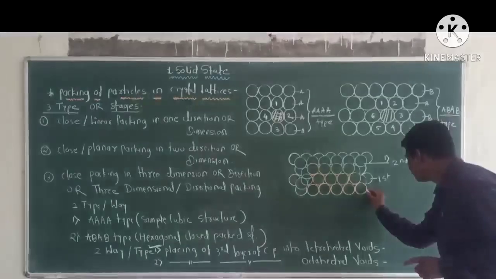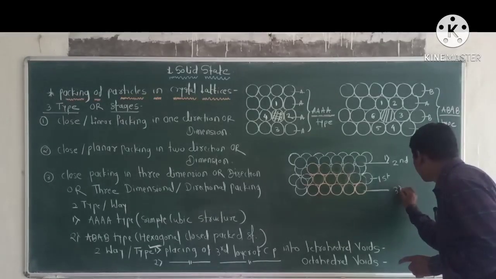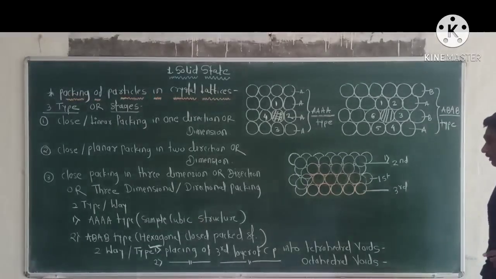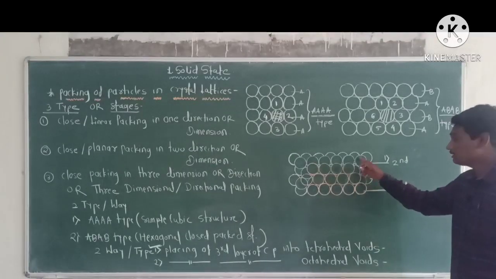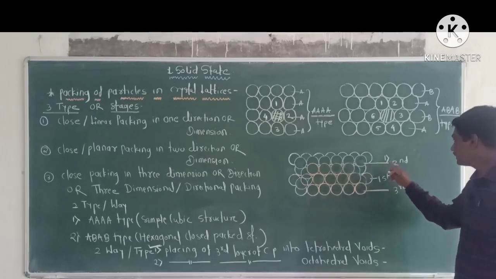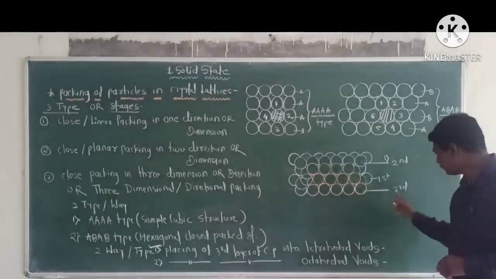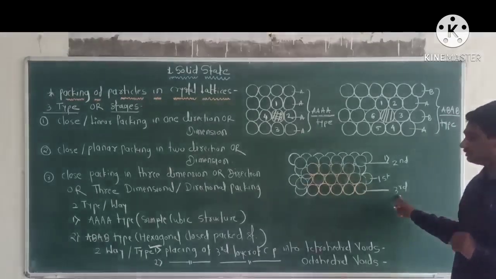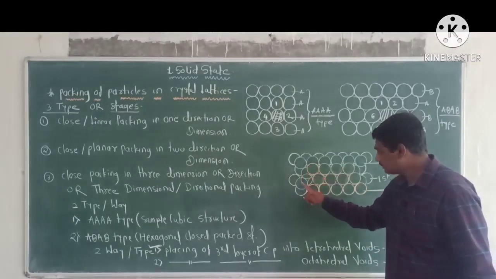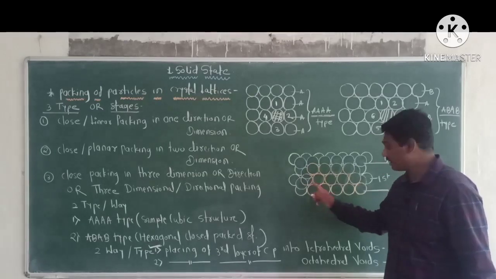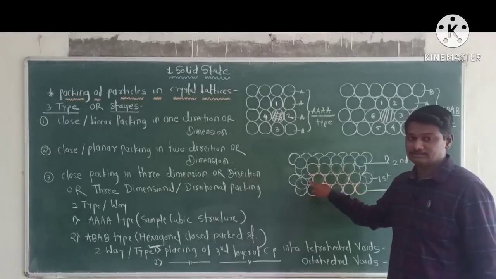And this orange color layer is the third layer. Now this third layer of constituent particles is placed over the second layer of constituent particles in such a way that the constituent particles of the third layer are placed into the tetrahedral voids. See here, this blue constituent particle, this blue constituent particle and this blue constituent particle are neighbors, and here there is a tetrahedral void.